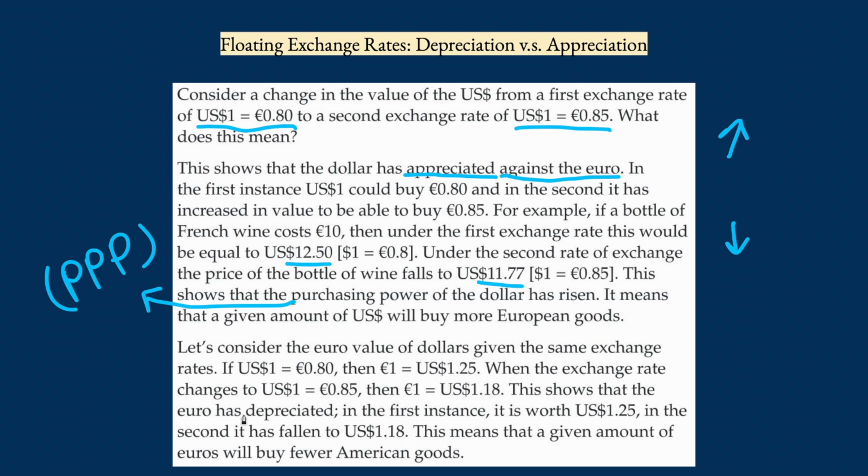So when the exchange rate changes, this is how much 1 euro is worth in terms of US dollars according to this first exchange rate. And following the same method, using the second exchange rate, 1 euro begins to be equal to 1 US dollar and 18 cents, okay? If we compare these two new values of how much 1 euro is worth before and after, this shows that the euro has actually depreciated, as in the first instance, it is worth more US dollars than it is in the second exchange rate. This means that a given amount of euros will buy fewer American goods.